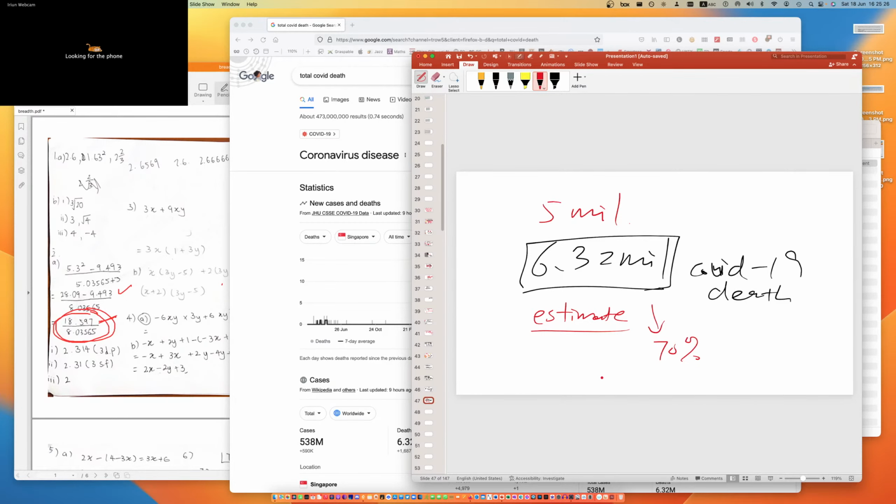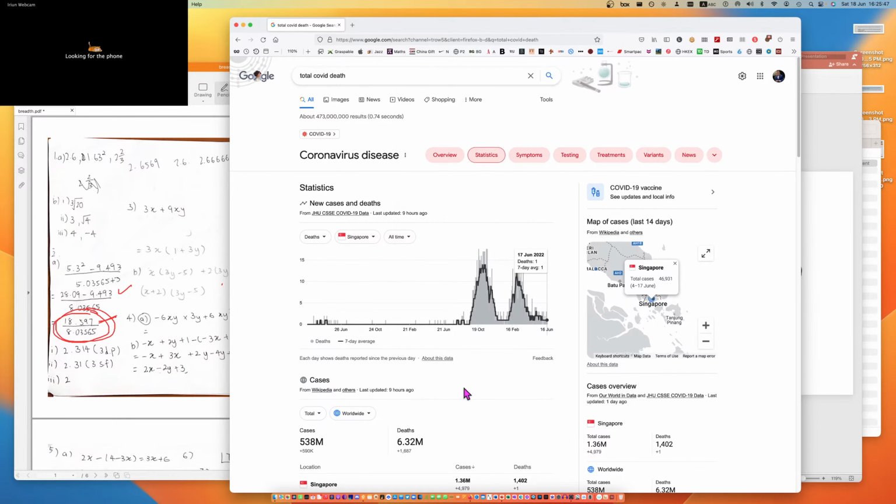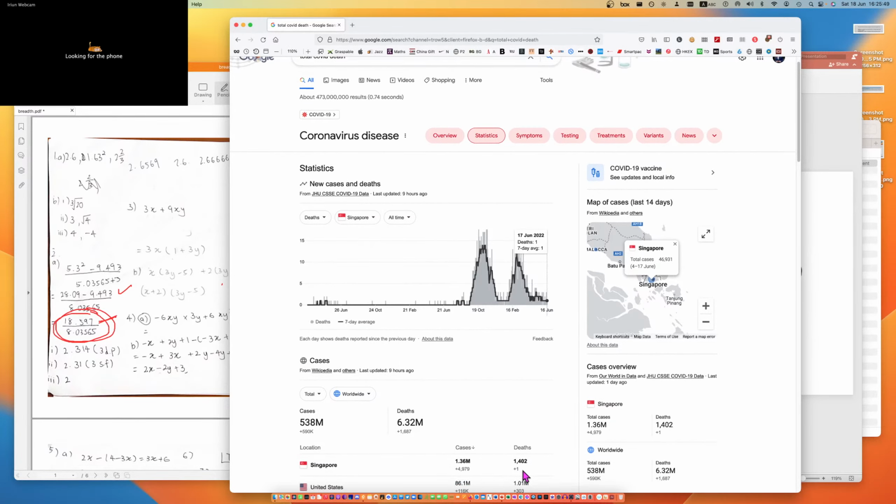Why? Because there is no way for the world to know. Imagine Singapore. I think the Singapore COVID-19 death number is about 2,000. Yeah, about 2,000 COVID deaths since the beginning. Okay, 1.4 only. So in Singapore, 1.4 is already an estimate.